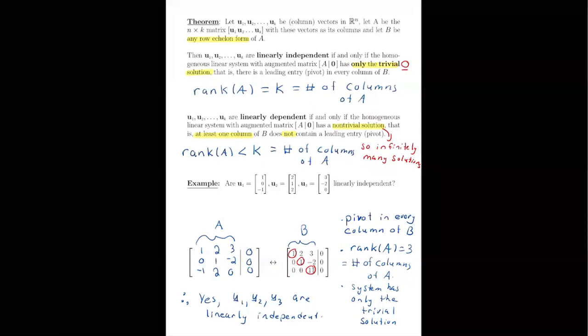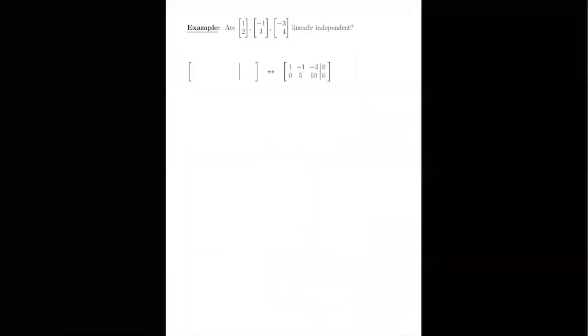Okay, one more example. So again, we're going to look at the same example that we did before, and we're going to do the same setup again. We're just going to directly take these vectors and write them as the columns of a matrix. So here I'm going to get 1, 2, -1, 3, -3, 4. And again, I'll form the homogeneous system.